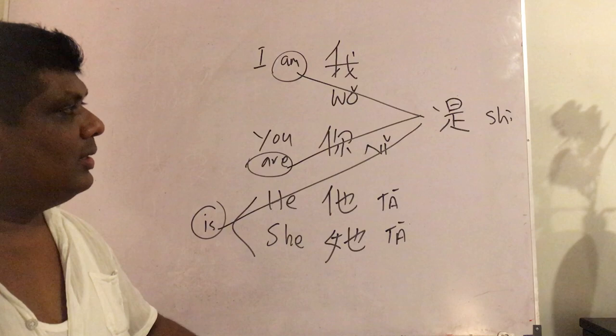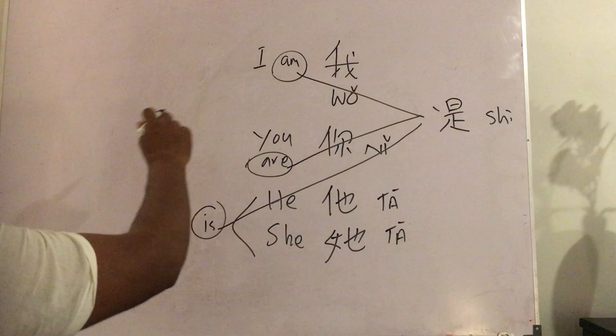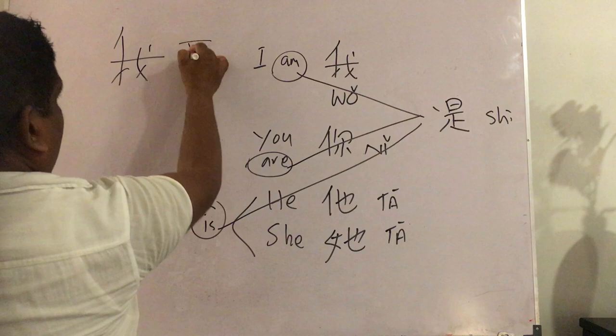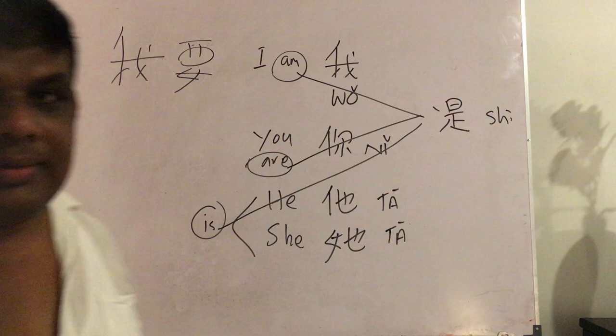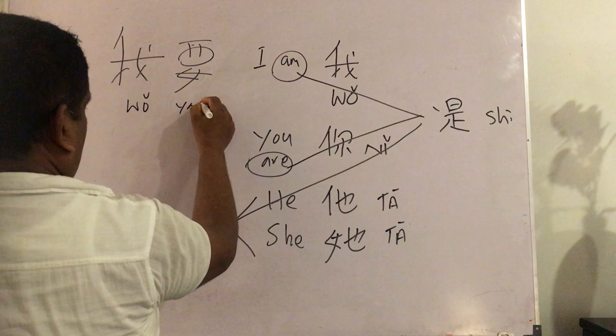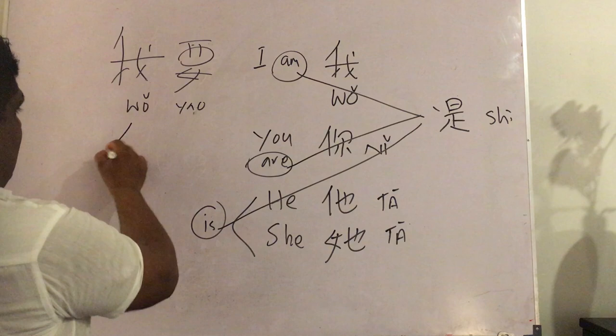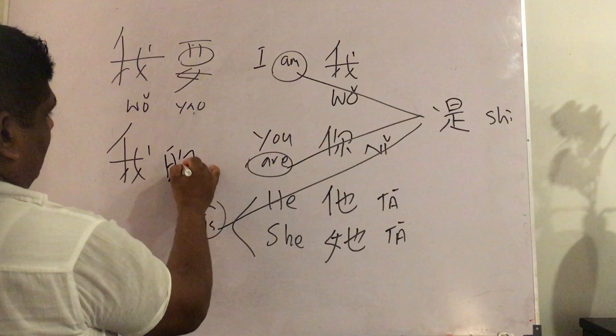Then, another one, I need. 我要. 我要. I need. 我的.